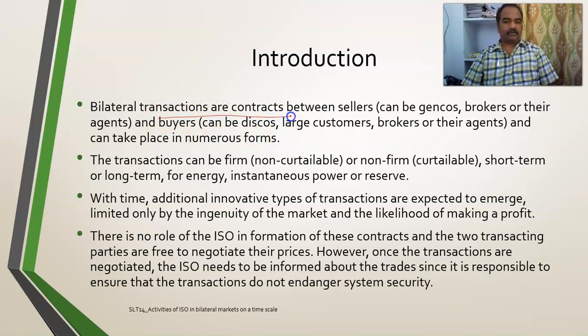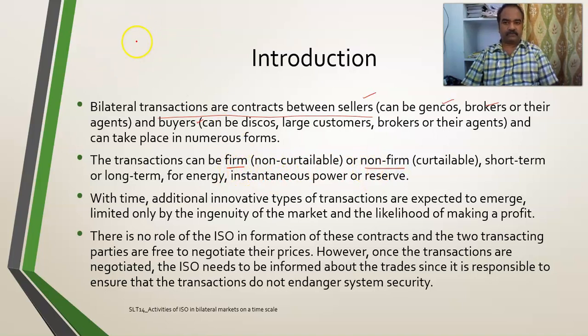Bilateral transactions are contracts between sellers and buyers. The sellers can be gencos, brokers, power marketers, etc. And they can take place in numerous forms. Sometimes they can be curtailable, sometimes they can be non-curtailable. So we call them firm or non-firm.